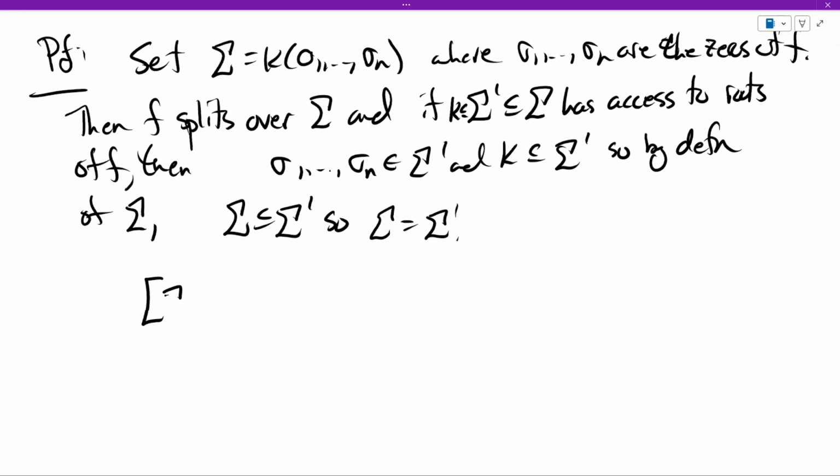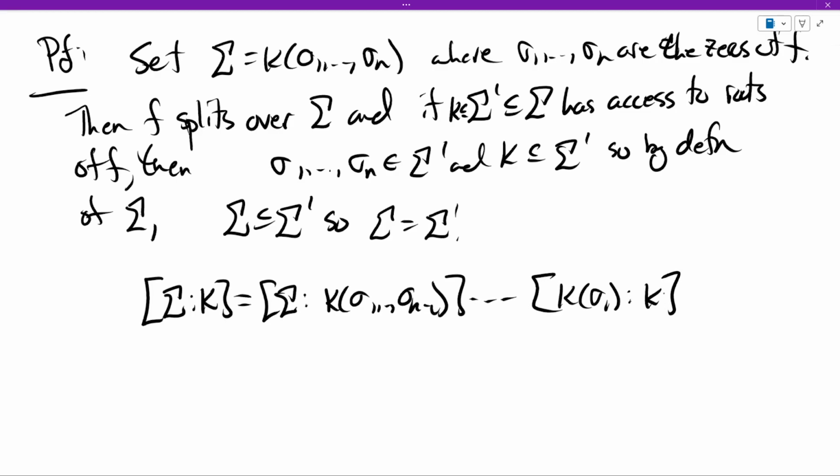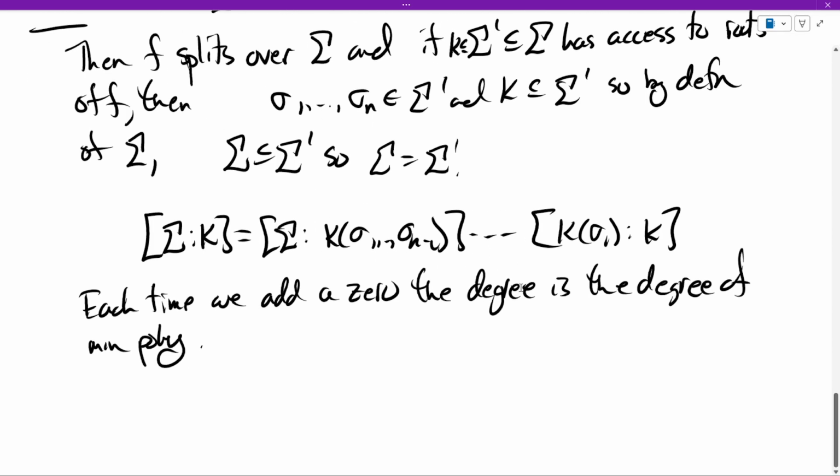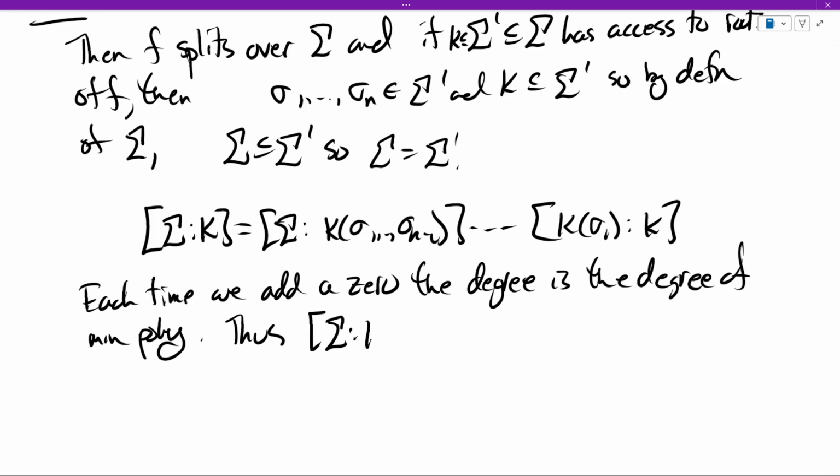For the degree condition, the degree of sigma over K is inductively computed as the degree of sigma over K adjoin sigma 1 through sigma n minus 1, and then all the way down to K adjoin sigma 1 over K. So you can just keep adding in a root after a root after a root. Each time we add a zero, the degree is the degree of the minimal polynomial, which is finite. And so each one of these degrees that makes up this product is finite. So the degree of sigma over K is a finite product of finite numbers. So finite.